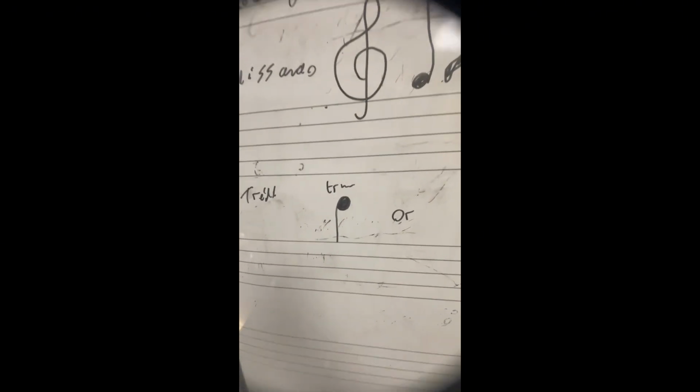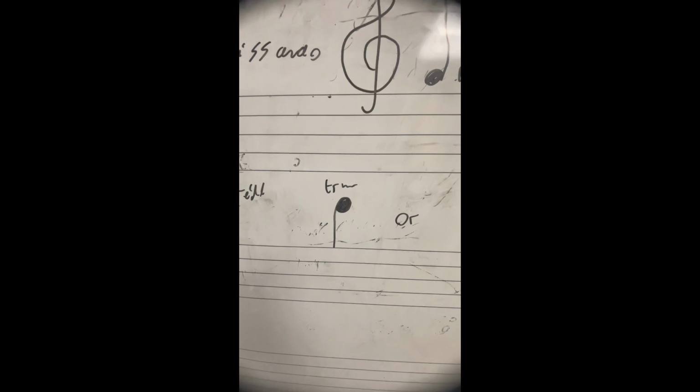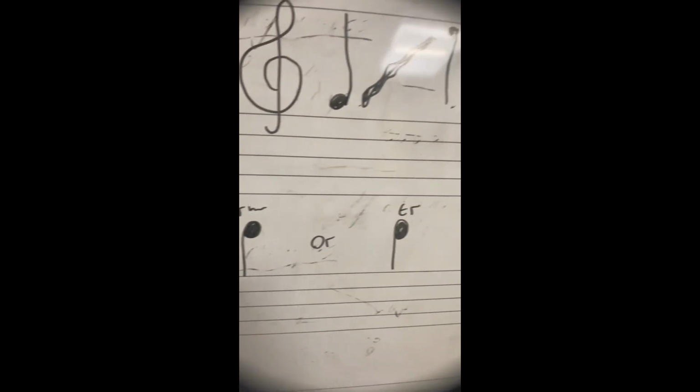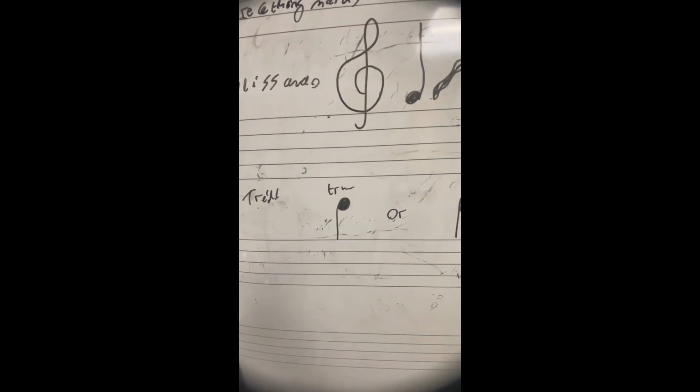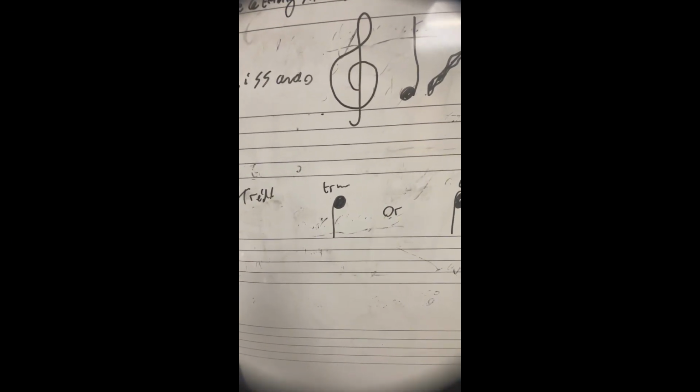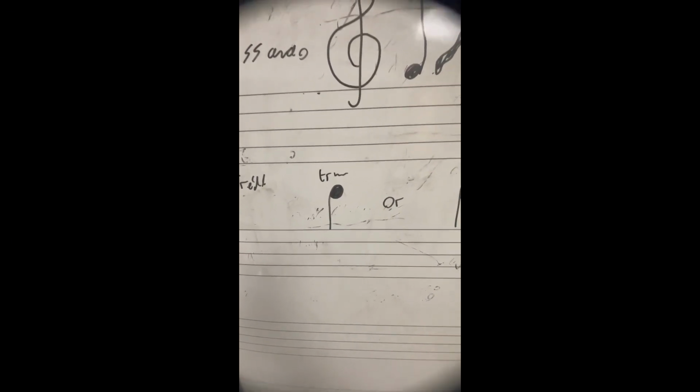Then you've got trill. It's shown by a note with TR and then a squiggly line, or just TR. It's a repetitive motion between two notes, like a C, then a D, C, D, C, D.